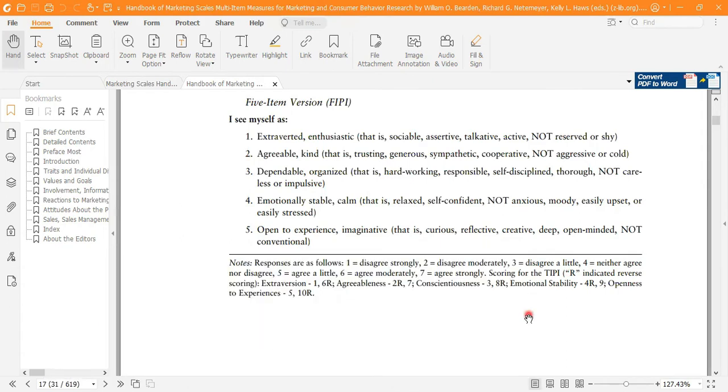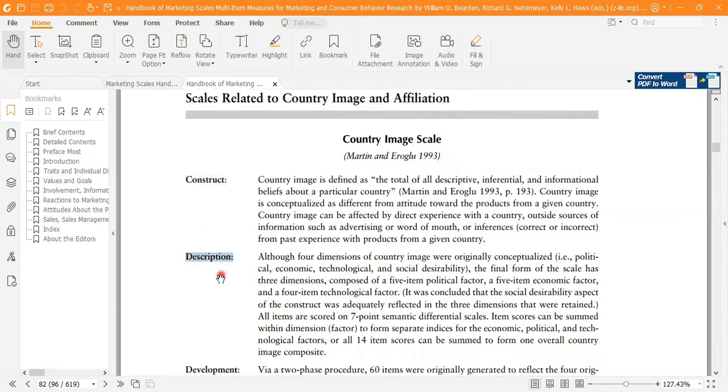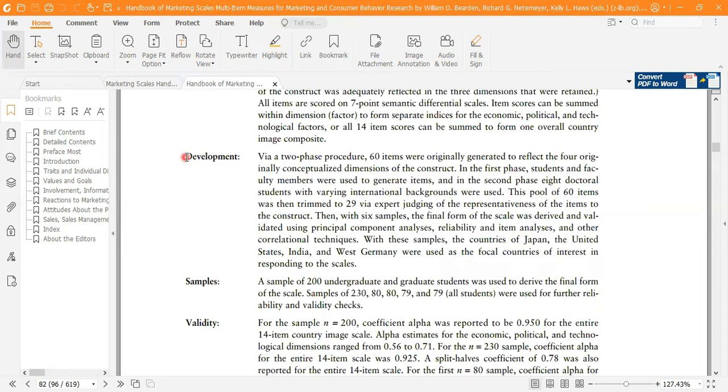Okay, so another important skill I want to show you is about the country image scale. For example, I'm showing you another scale, the country image scale. Now this is some definition about this one construct. What do you mean by this construct? What is it going to measure? That is provided here. Now, a complete description of this construct is available here, and also how this construct was developed. So the complete detail is available here.